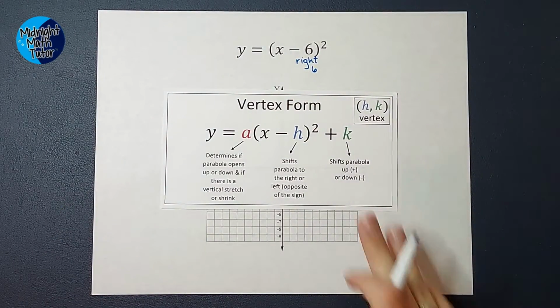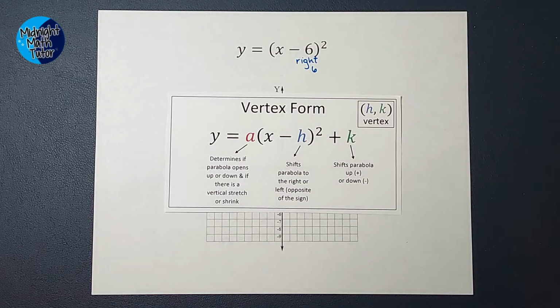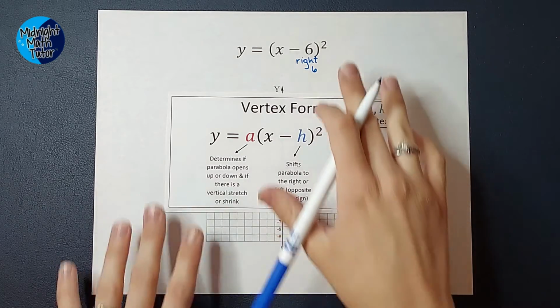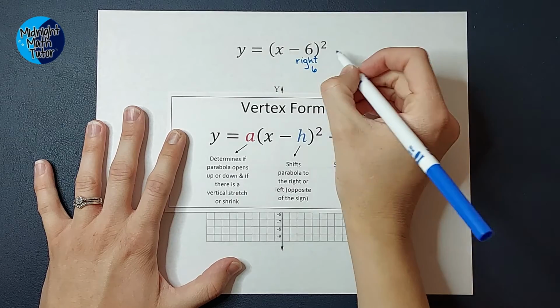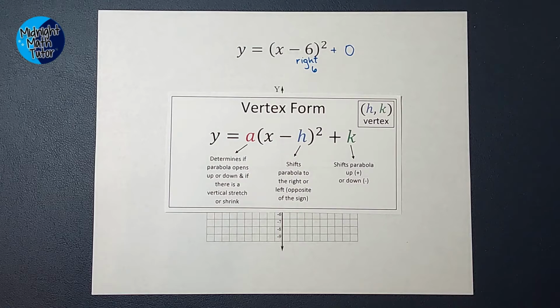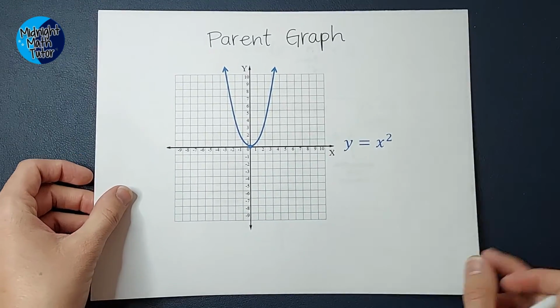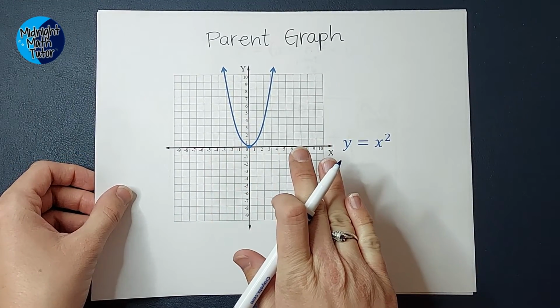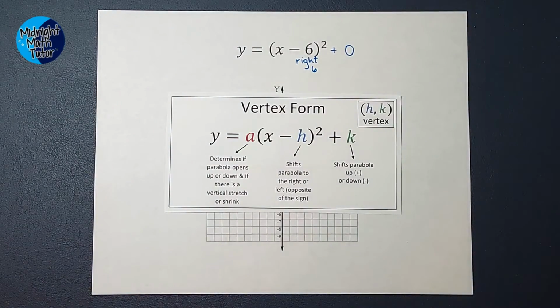And then whatever is being added or subtracted on the back is how far your graph is shifted up or down. And you stick with the sign on that one. So if it's +5, you would go up 5. If it's -2, you'd go down 2. Now you're like, there's nothing here, right? So you could think of it as being a +0, so basically, we're not going up or down at all. So this is going to be the parent graph just shifted to the right 6. That's all it's going to be.